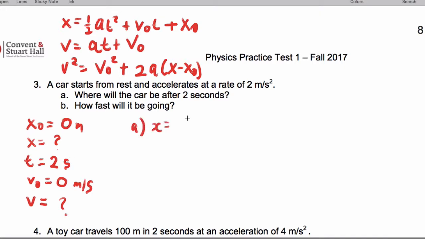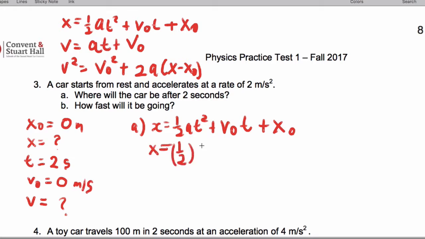Let's use the position equation. And then we put in our numbers. X is 1/2 times 2 times 2 squared plus 0 plus 0. And we wind up at the 4-meter mark.